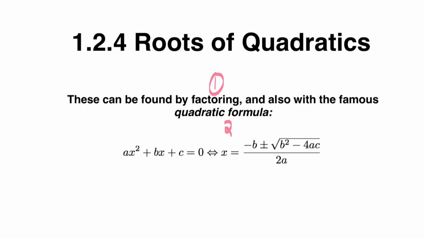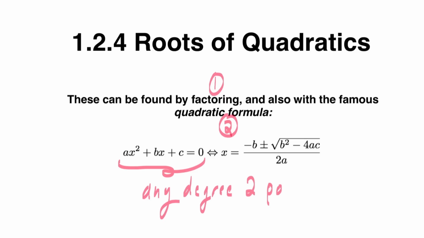Okay, so I'll call this 2 here. What it tells you is that given any second degree polynomial, the coefficients could be anything, A, B, and C. I can tell you exactly where it's equal to 0 just by plugging into this formula here, QF, quadratic formula.